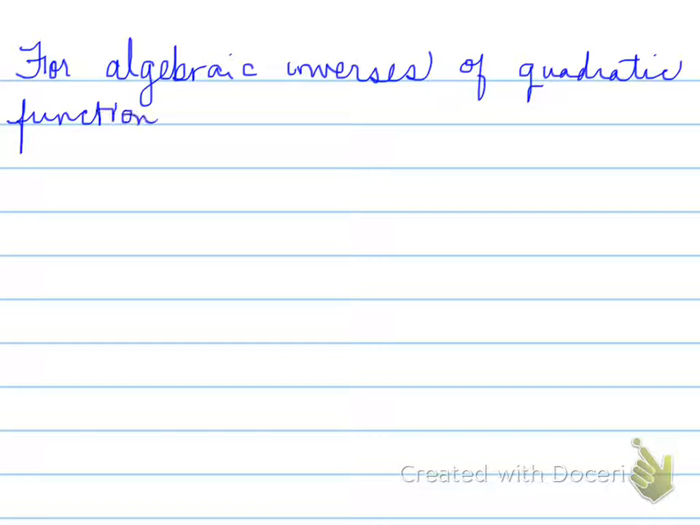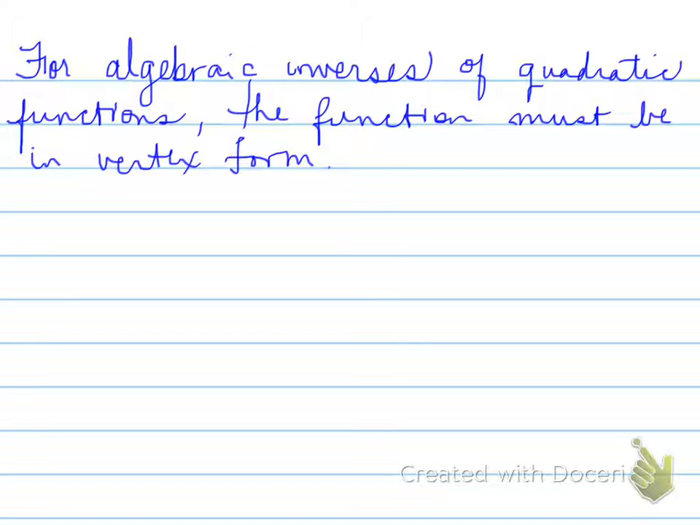Here we go. Before we do anything, we have to remember a couple of things. For algebraic inverses of quadratic functions, the function must be in vertex form. So folks, if you're given the quadratic in standard form, you will be required to convert it to vertex form. That means, yes, that dreaded completing the square. You may need to review some completing the square before you continue.